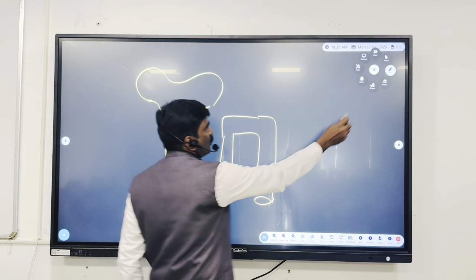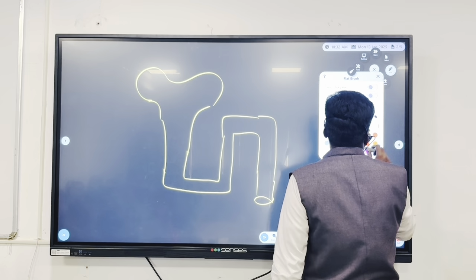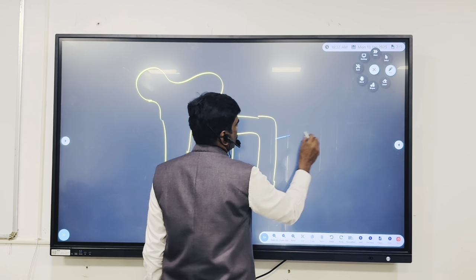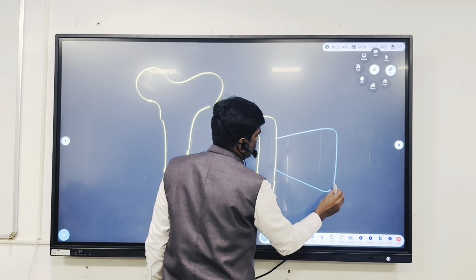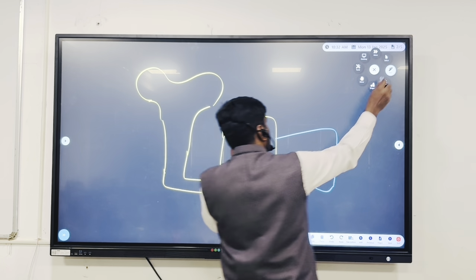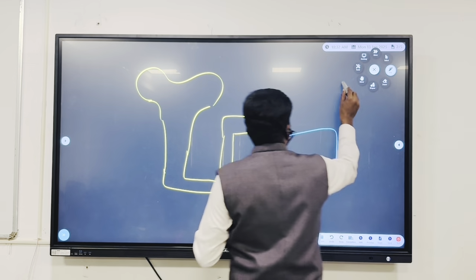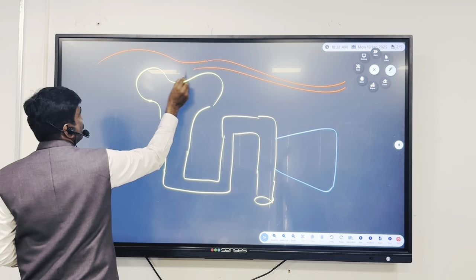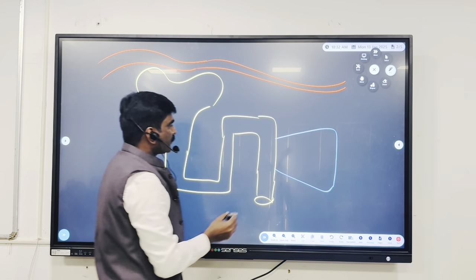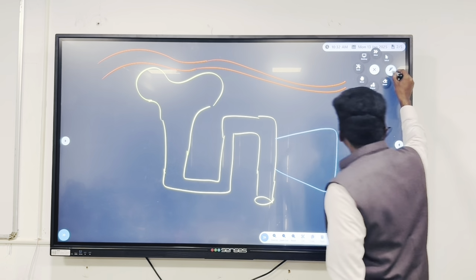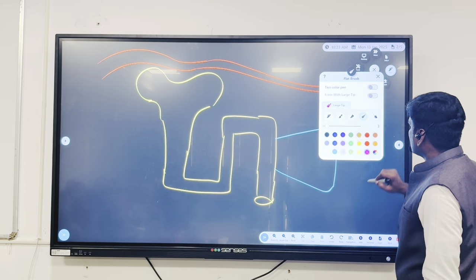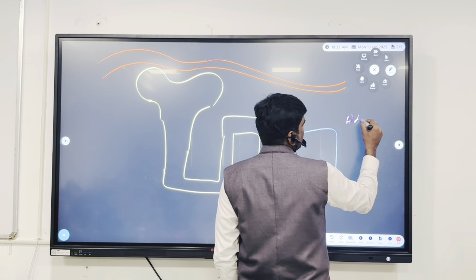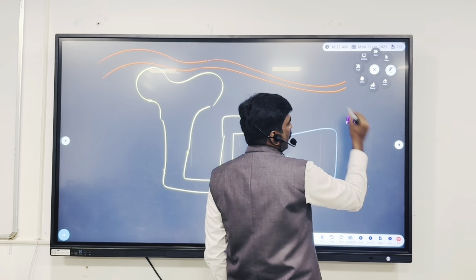This is the collecting tubule, and I have drawn one. And what is this? Afferent arteriole and efferent arteriole, right? So now, what is circulating in the body? Aldosterone. Aldosterone is circulating in the body, right?